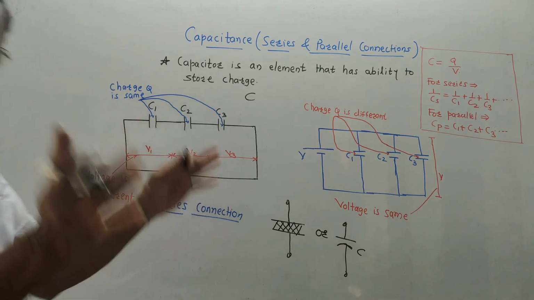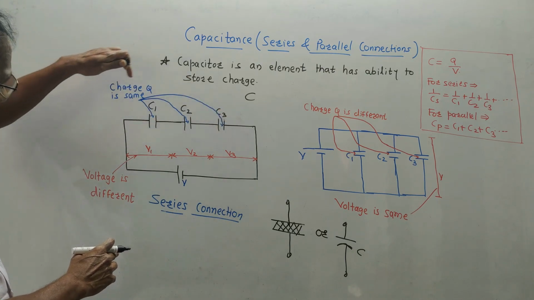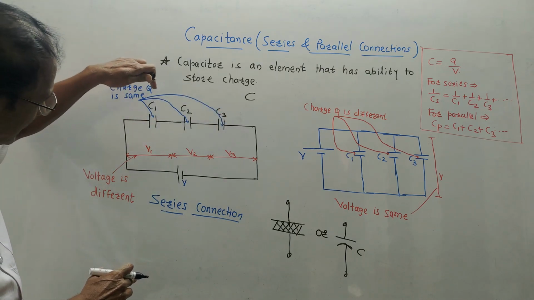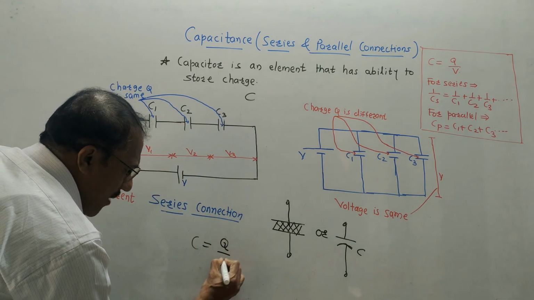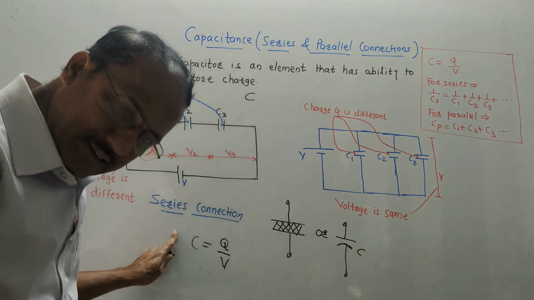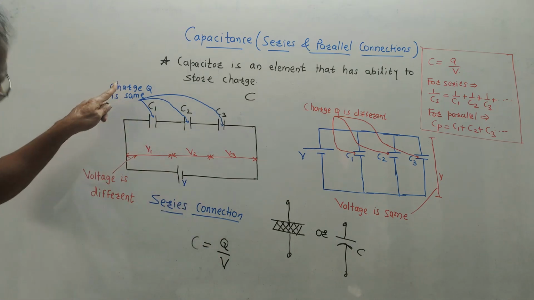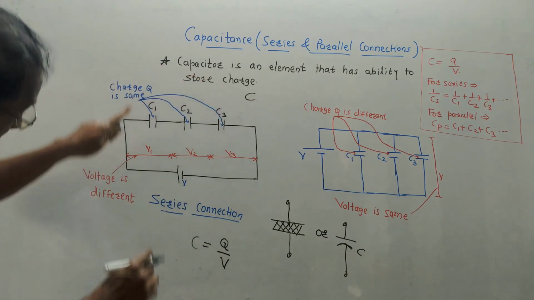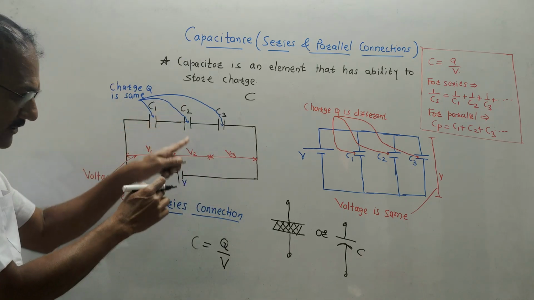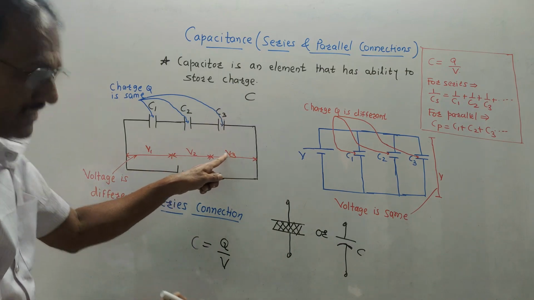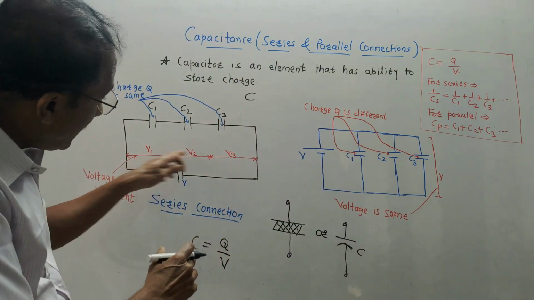In case of series connection, what do you need to remember? Always keep in mind, for series connection, the charge Q remains same. The basic equation of capacitance is C is equals to Q upon V. C is the value of capacitor, Q is the charge, and V is the voltage across capacitor. So for series connection, charge Q remains same, whereas there are different voltages. Voltage across C1 is V1, across C2 is V2, and across C3 is V3. So for series connection, what do you need to memorize? Charge remains same, but the voltage is different.